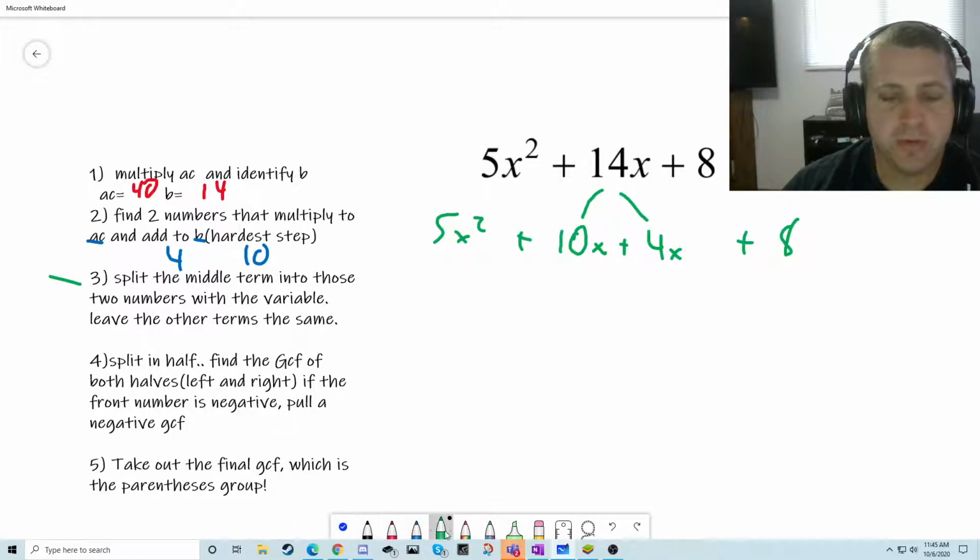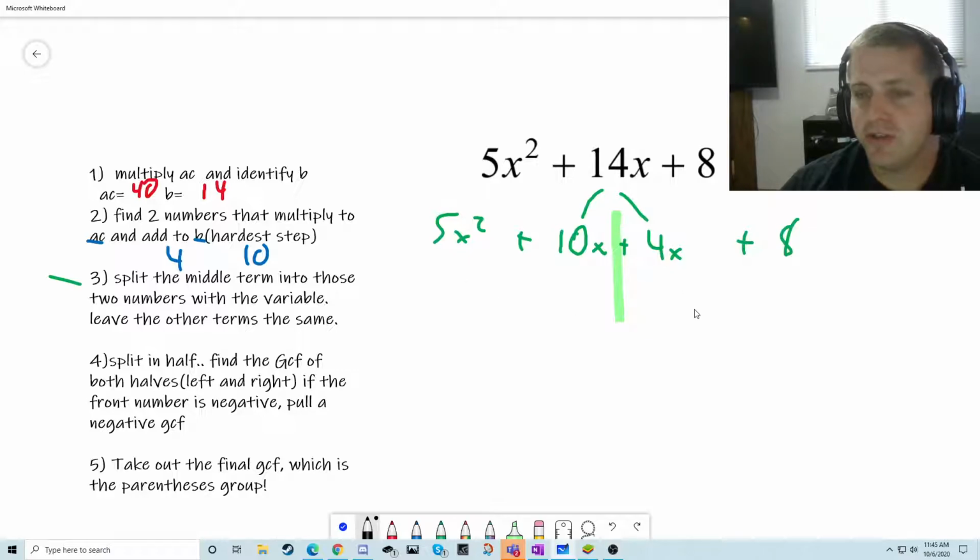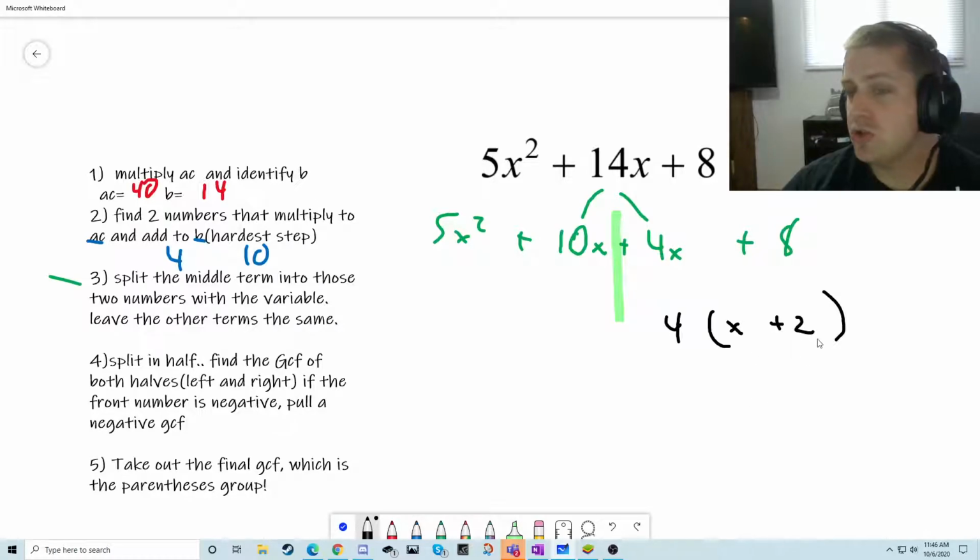Let's do step 4. We'll do step 4 with black. Split it in half and find the GCF of both halves. So the GCF of this side is 4. I do need to factor by GCF, so I need to put my leftovers. 4x divided by 4 is just x. 8 divided by 4 is 2. The other side should end up with the same parentheses if we do it right, so let's see.